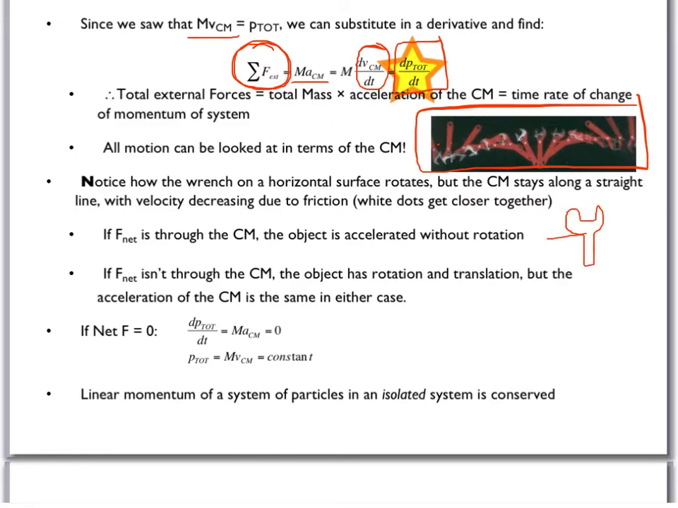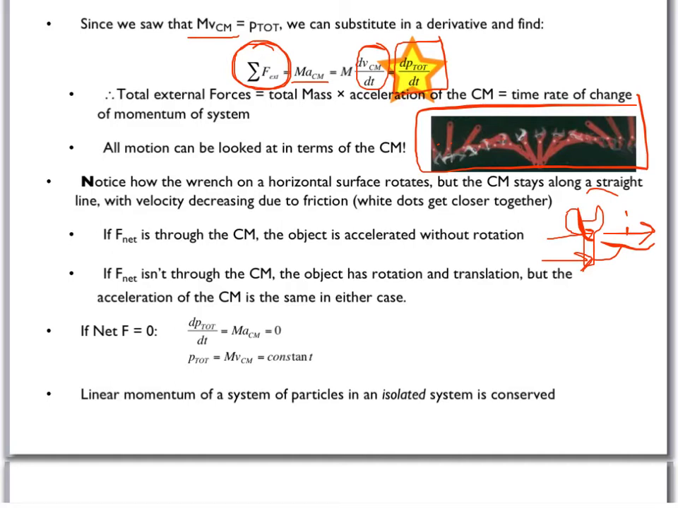And if you were to push right at that center of mass, the wrench will just simply slide across the table. If you instead push somewhere that is not at the center of mass, and the external forces are applied somewhere other than the center of mass, then the wrench will begin to rotate in the pattern like you see in the diagram, but the center of mass will still follow the very same pattern and that very same predictable path.